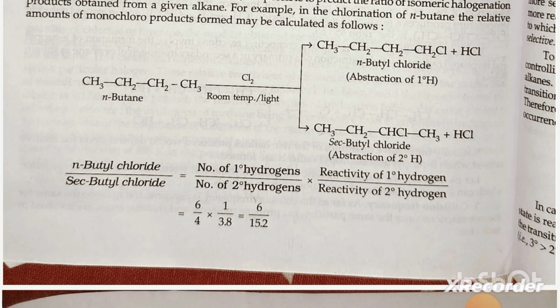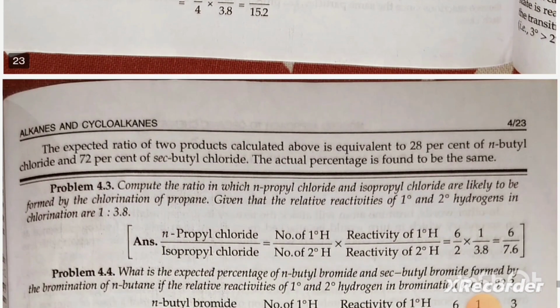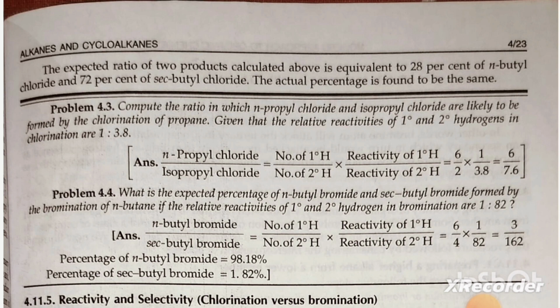n-Butyl chloride divided by secondary butyl chloride is equal to the number of 1 degree hydrogens divided by the number of 2 degree hydrogens, into the reactivity of 1 degree hydrogen divided by the reactivity of 2 degree hydrogen, which is equal to 6 by 4 into 1 by 3.8, equal to 6 divided by 15.2. The expected ratio of the two products calculated above is equivalent to 28% of n-butyl chloride and 72% of secondary butyl chloride. The actual percentage is found to be the same.